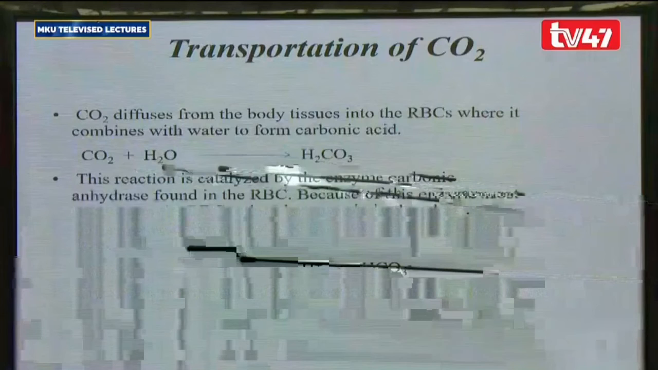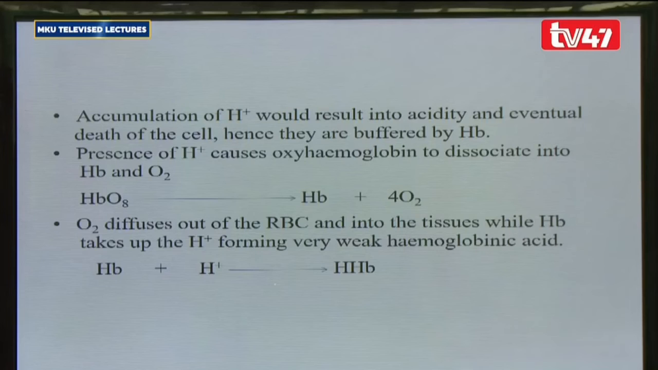So we need to deal with the hydrogen ions formed from the carbonic acid. Because the hemoglobin goes to the body tissues as oxyhemoglobin, the high acidity in the cell causes the oxyhemoglobin to dissociate very fast to free hemoglobin, which buffers the hydrogen ions. So the hemoglobin combines with the hydrogen ions to form very weak hemoglobinic acid. This prevents the red blood cell from becoming too acidic, therefore preventing the death of the red blood cell.